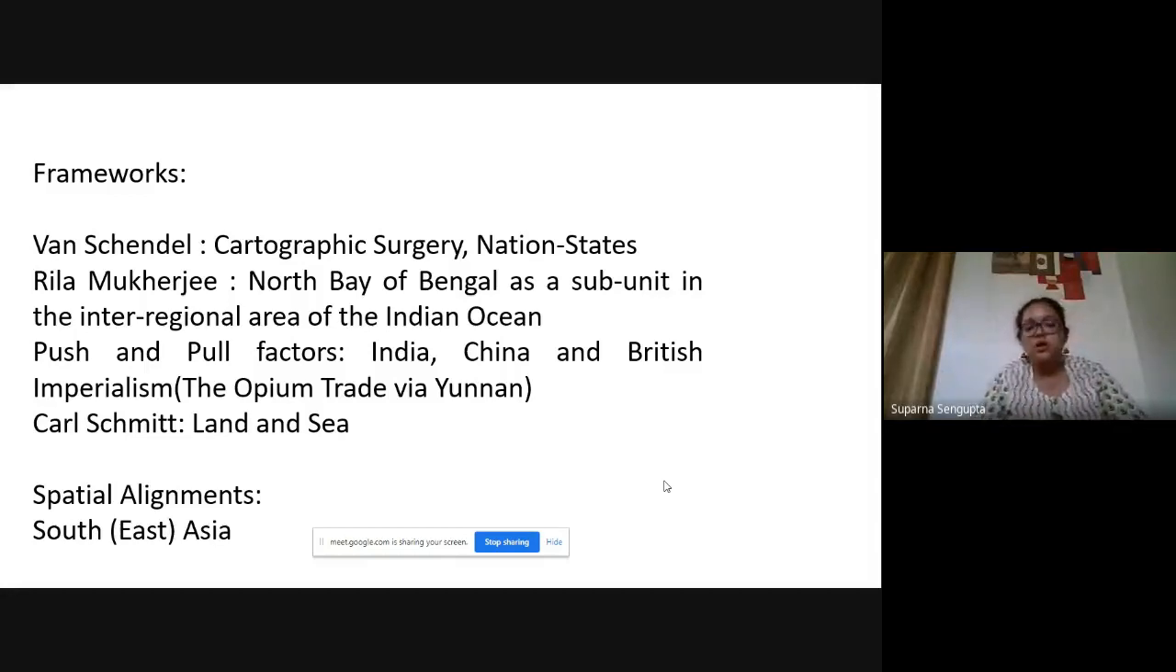I also drew the framework of Carl Schmitt's Land and Sea to explicate that water or the sea constitutes an important element of the Leviathan. So the spatial alignment of Southeast Asia includes South Asia as we know it today, then East Asia, and together forms this component called Southeast Asia.